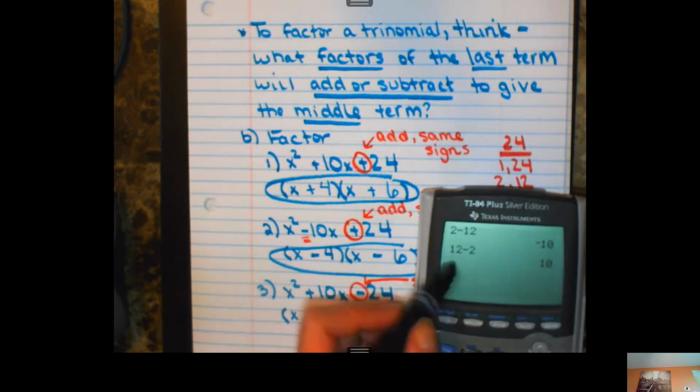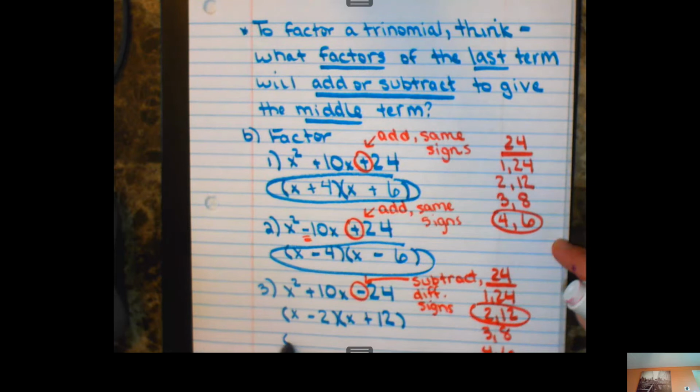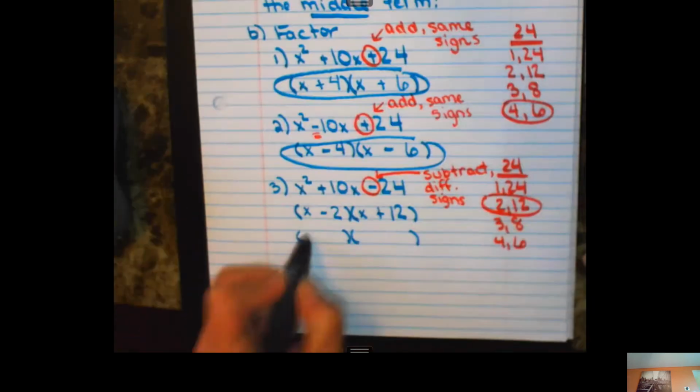So my 12 needs to be positive. My 2 is negative, so minus. If you chose to write this like this instead, you don't have to write this. I'm just showing you. You could put x and x.